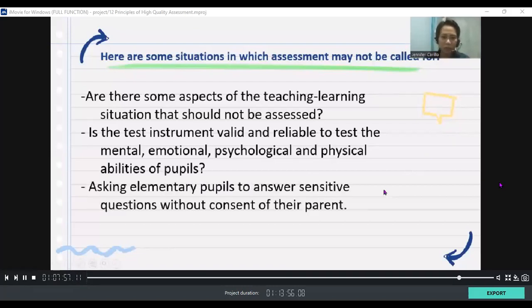Asking elementary pupils to answer sensitive questions without the consent of their parents. So that should also be avoided. So kung wala ka nananghid sa parents nga mangutana ka ani nga butang sa estudyante, then you should avoid it. So there should be ethics. So if wala na siya consent sa parents, labi na minor de edad ang atong mga estudyante, then that is unethical.